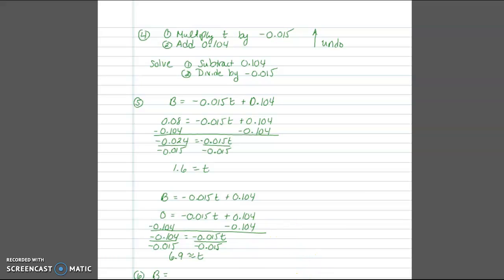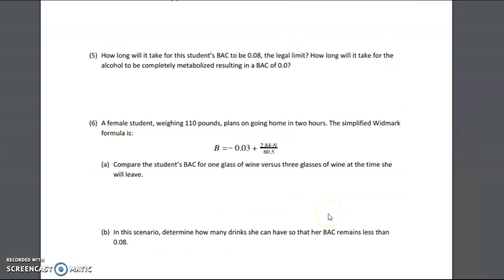Okay, so for question 6, you were given that simplified formula for a different person, for a female who weighs 110 pounds and who plans on going home in 2 hours. So you had the time, t, you had w, 110, female, that means r is 0.55. So all of that has been put into this formula already and has been simplified. So notice the denominator is just now one value. This first term has been simplified because we multiplied by t. So for part A, we're going to look at what happens for 1 glass versus 3 glasses of wine. So we're changing n.